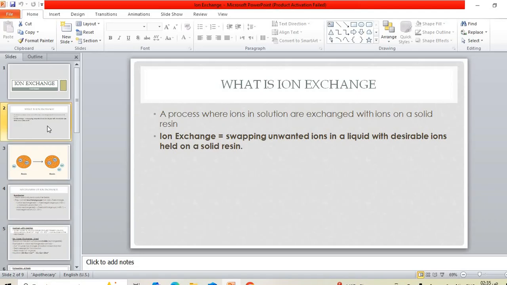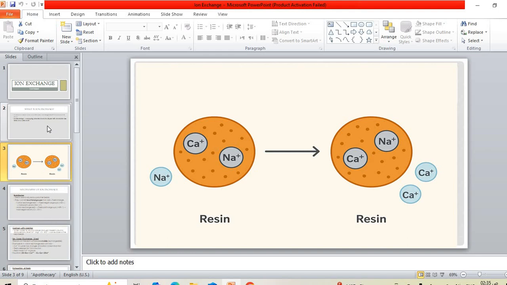So imagine we have water that has magnesium plus 2 and calcium plus 2, which is hardening the water, making it out of specs. Whenever you use soap to rub your hands, it feels very hard and makes a scum in the water.